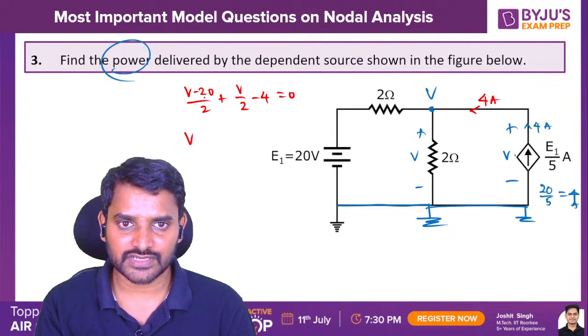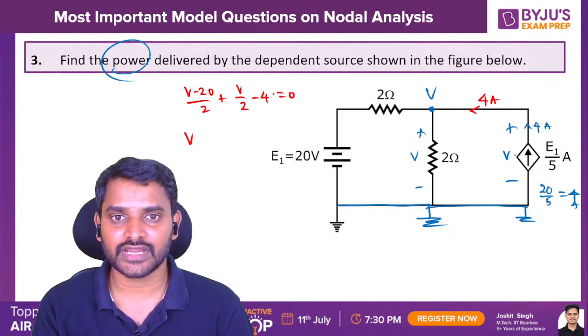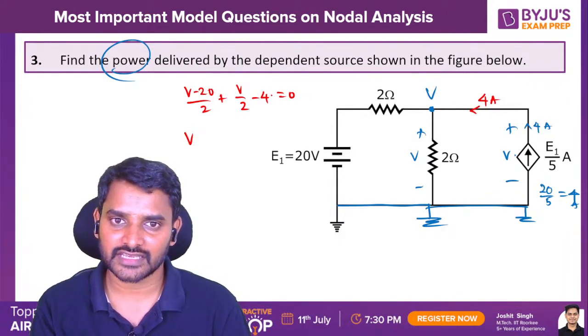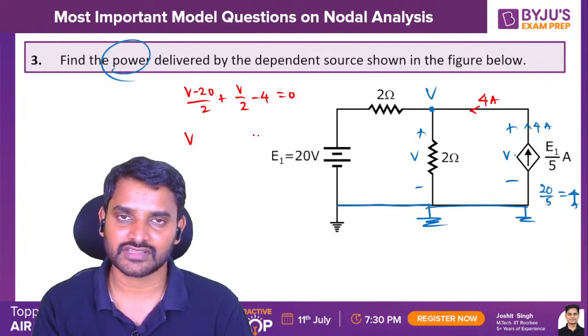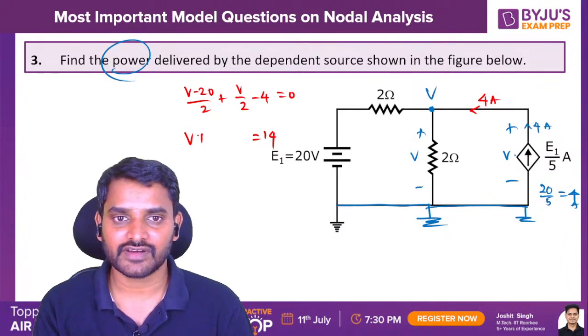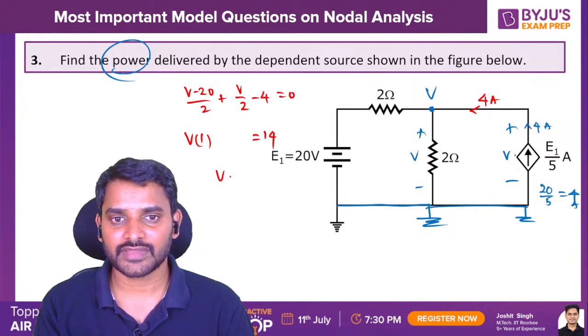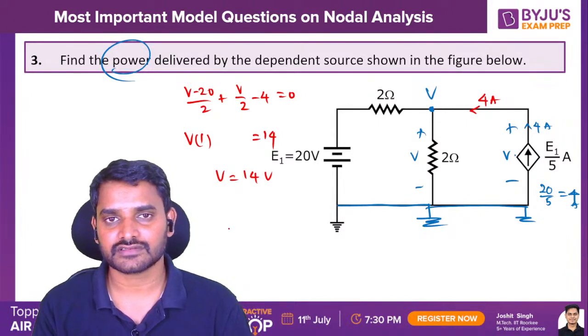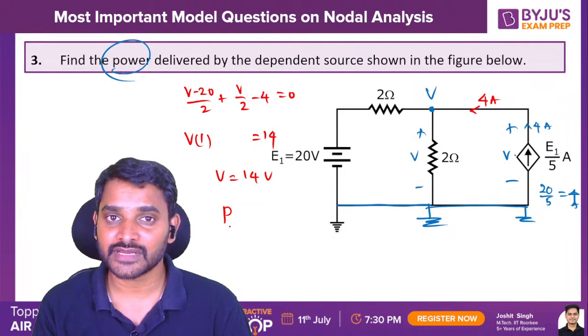So if you solve this one, here 20 by 2 is 10, and 10 minus 4. So it will be 14 on the right side. So V by 2 plus V by 2 will be V. So I am getting V equal to 14 volts. Now, can you tell me the power delivered by the dependent source?